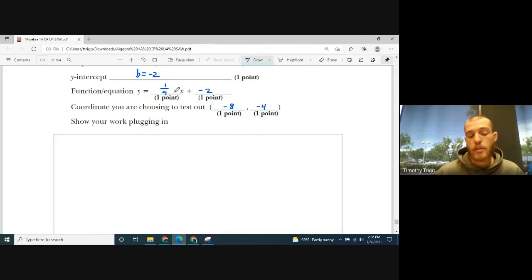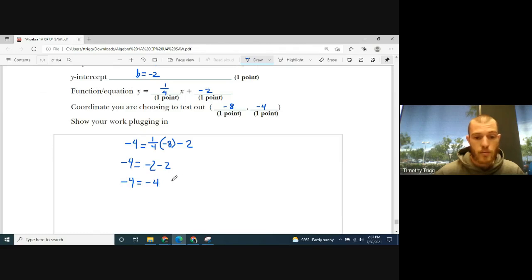Now we're going to plug it into this equation to make sure it works. So I'm going to replace the y with -4, and I'm going to replace the x with -8. So that'll be -4 equals 1/4 times -8, plus -2. 1/4 times -8, that's -2. And then I have another -2 at the end. So that's -4 equals -4.